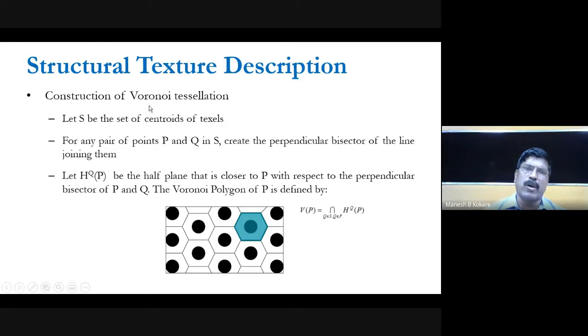The construction of the Voronoi tessellation is as follows. Let S be the set of centroids of texels. For any pair of points P and Q in S, create the perpendicular bisector of the line joining them. Then let HQP be the half plane that is closer to P with respect to the perpendicular bisector of P and Q. The Voronoi polygon of P is defined by VP equal to the intersection of HQP for Q belonging to S and Q not equal to P.